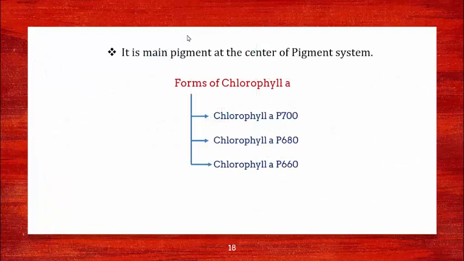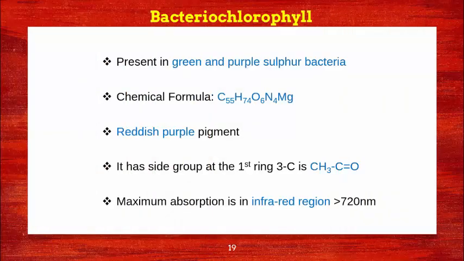It is the main pigment at the center of the pigment system. There are 3 forms of chlorophyll A molecule: chlorophyll A P700, chlorophyll A P680, and chlorophyll A P660. Now we will see the second principal pigment, that is bacteriochlorophyll.